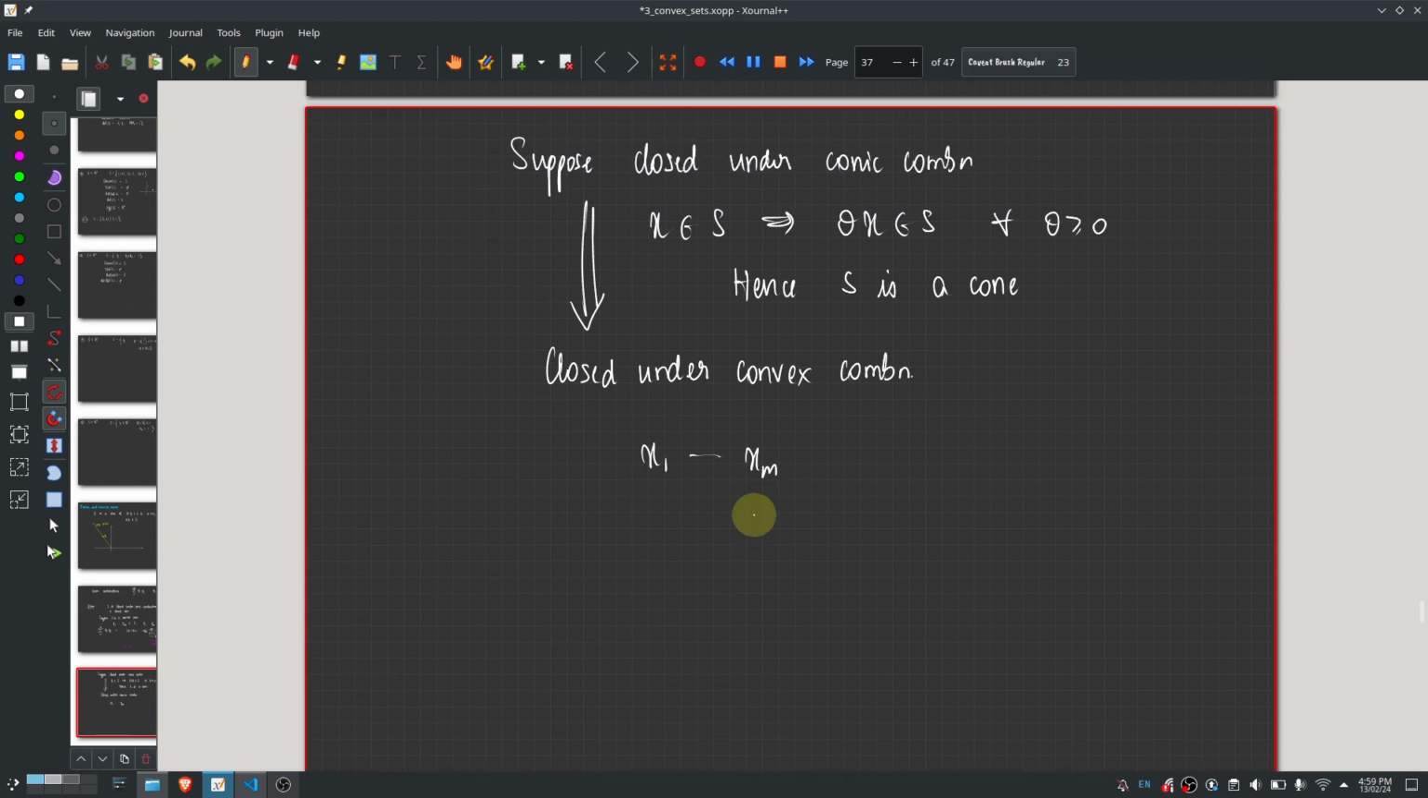In which convex? No, no, right? Summation of, and the entries should be greater than zero, right? Those are affine combinations.